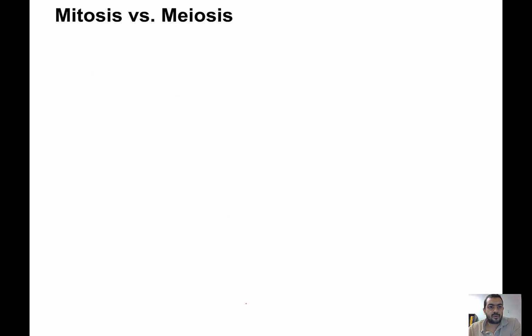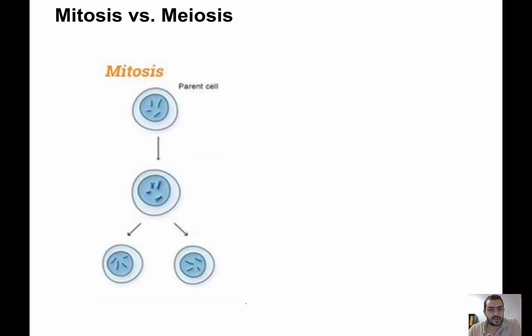The second concept that we are going to highlight is the difference between mitosis and meiosis. Mitosis is a process that produces cells with the same number of chromosomes as the parent cell. So let's look at this parent cell. It has 4 chromosomes, and by going through mitosis, we produce 2 cells. Each one of them also has 4 chromosomes. So we maintain the number of chromosomes. All that happened during mitosis is the division of the cell into 2.